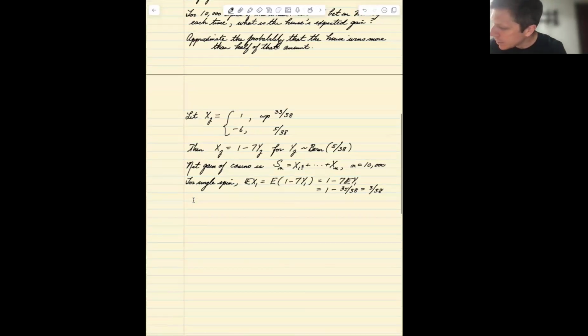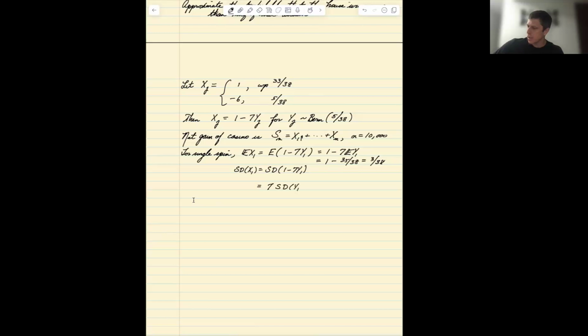The standard deviation of X1 is the standard deviation of 1 minus 7 times Y1. The constant shift doesn't matter, and the 7 comes out as a 7, not a -7, times the standard deviation of Y1. So it's 7 times the square root of PQ, where P was 33/38. It's approximately 2.4.